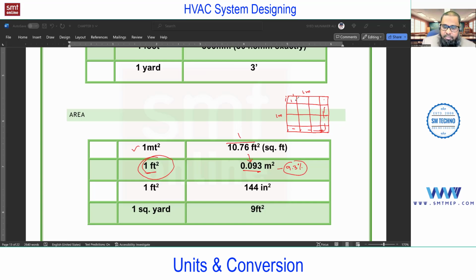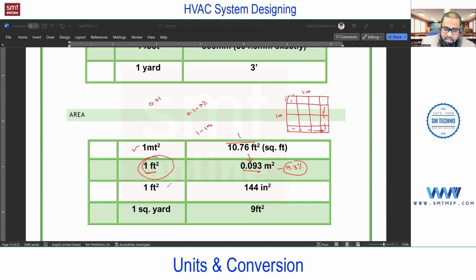Just for understanding, 1 square foot in terms of square meter is 9.3%, because 1 is 100%. 0.1 is 10%. Similarly, 0.01 is 1%. So 0.09 is 9%, and 0.093 means 9.3%. This visualization is important, because all this was already learned theoretically long back in school and in engineering, but here the practical understanding is important.